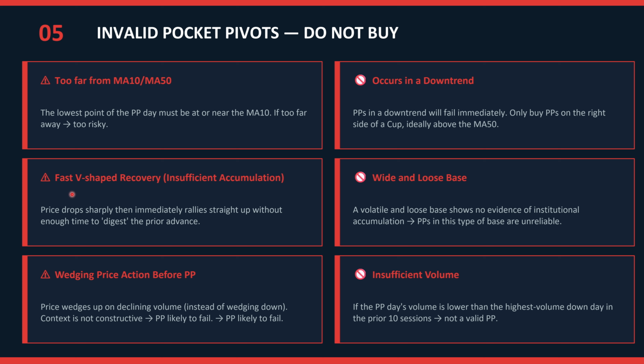2. Quick V-shaped recovery. Price drops sharply, then immediately rallies straight back up without sufficient time to digest the prior move. More consolidation time is needed. 3. Price wedges up before the pocket pivot. Instead of drifting lower quietly before the pocket pivot, if price is creeping higher, rising gradually on declining volume, the context is not constructive and the pocket pivot is prone to failure.